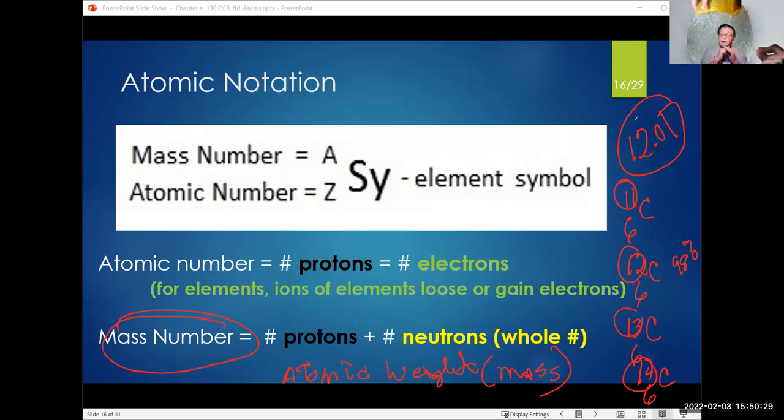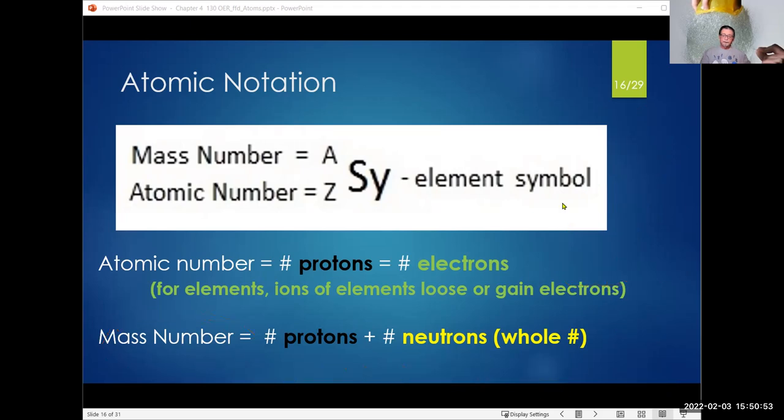And that's why we can take the atomic weight, round it up to the nearest whole number, and determine the most common isotope. When we take that 12.01, it is carbon 12, okay? That is the most common isotope, at about 98%.